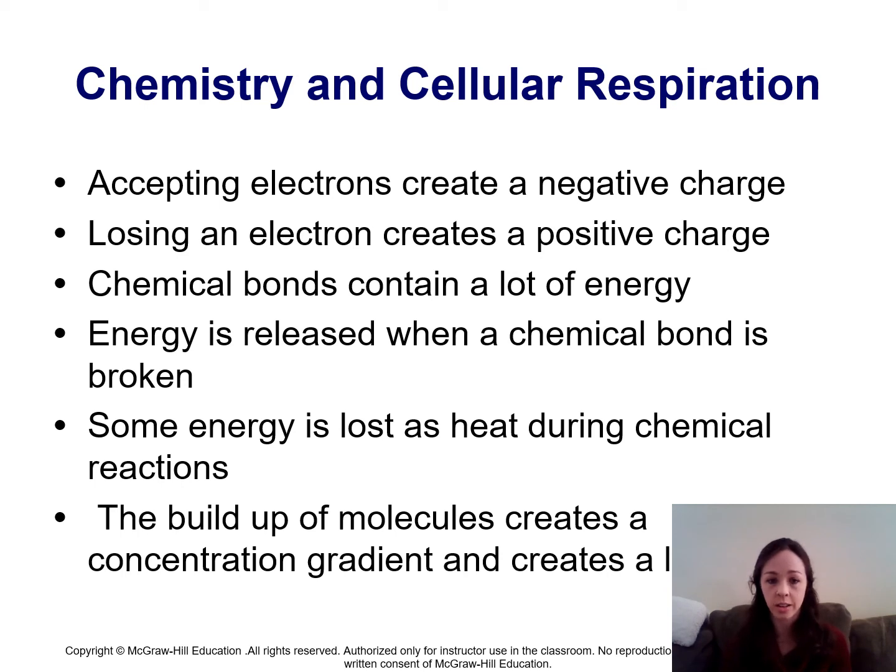Accepting electrons creates a negative charge. Losing an electron creates a positive charge. Chemical bonds contain a lot of energy, and when those chemical bonds are broken, a lot of energy is released. Some of that energy, though, will be lost as heat during chemical reactions. And the buildup of molecules creates a concentration gradient and creates a lot of energy. That energy will be harvested as ATP so that our cells can use that ATP for its chemical processes.